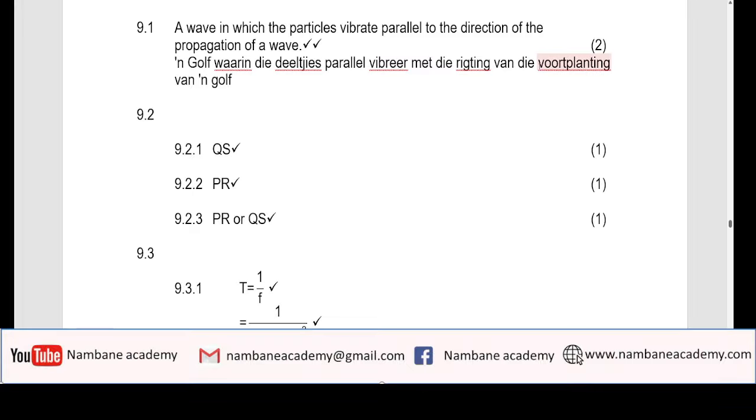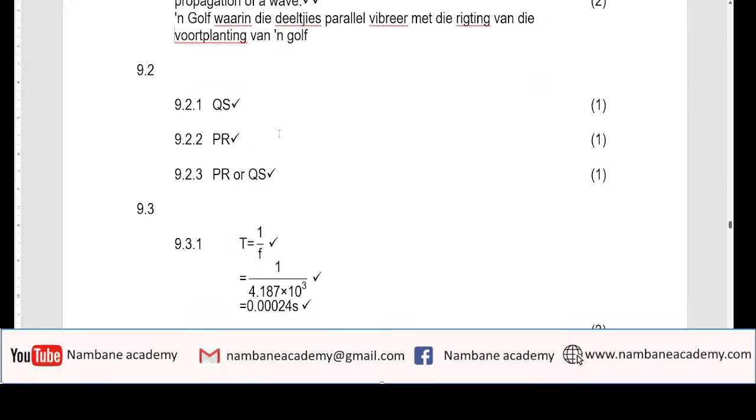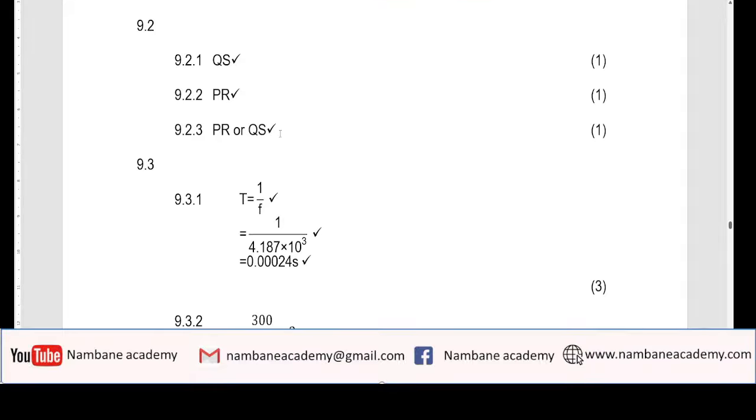9.2, write down 2 letters that represent the following. Refraction at 9.2.1, which is QS. 9.2.2, compressions, which is PR. 9.2.3, a wavelength, which is PR or QS. 9.3, calculate the following for this wave.